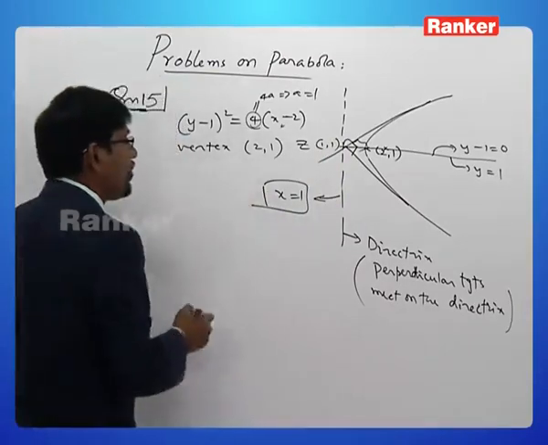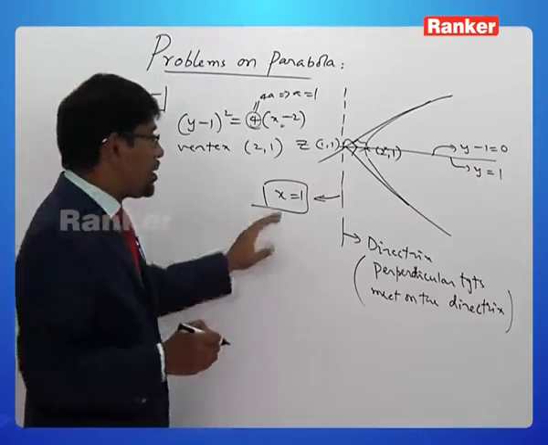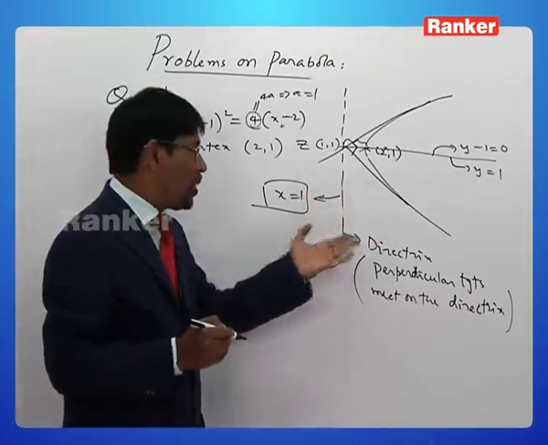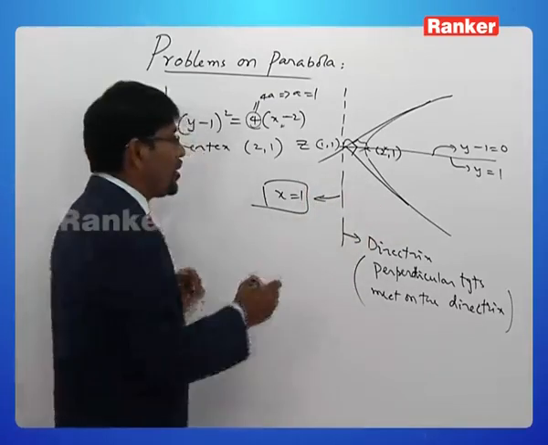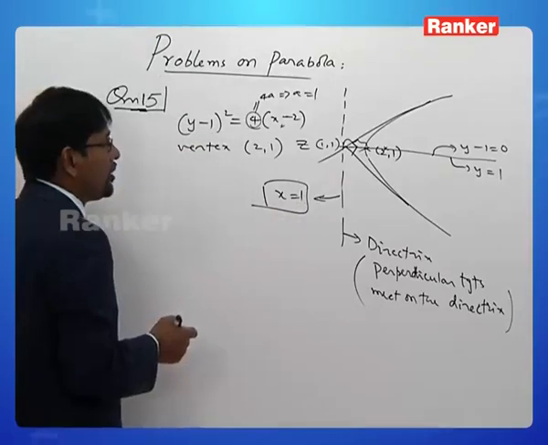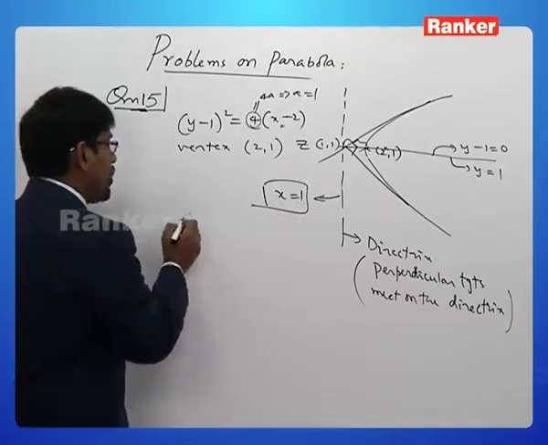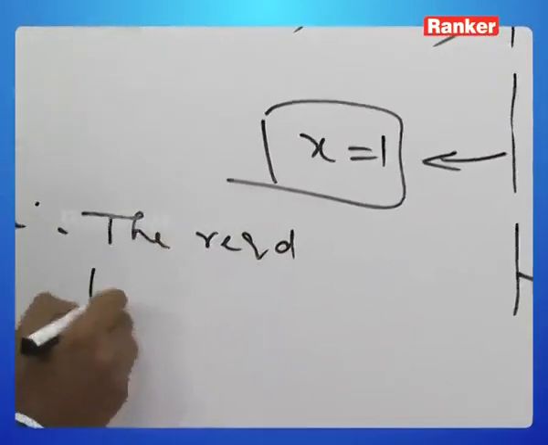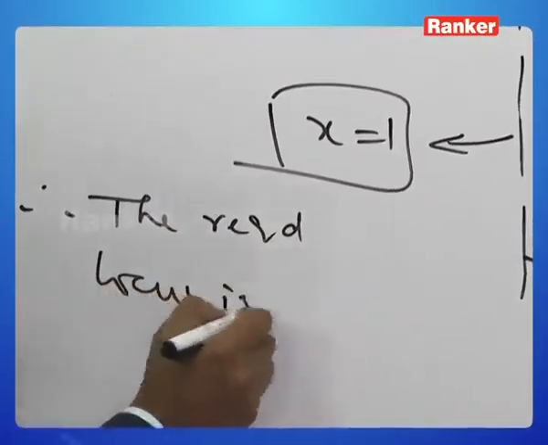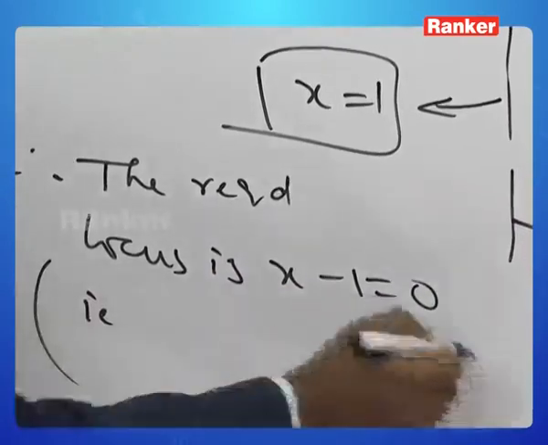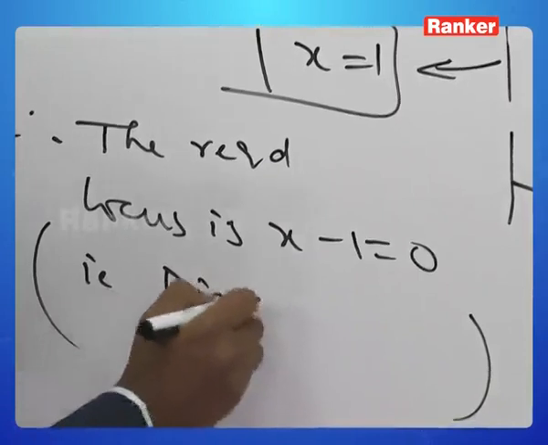So clearly, what is asked here, the locus of the point of intersection of the perpendicular tangents, is known to be the directrix. So what is the directrix of this parabola? It's x equal to 1. Therefore, the required locus is x minus 1 equal to 0. That is the directrix of the given parabola.